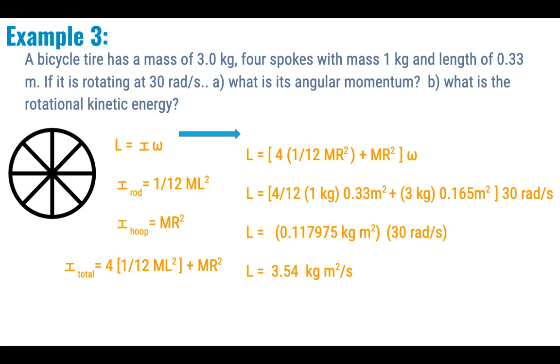So finding I first: if we have a system with multiple parts, we must find total I before we can find the momentum. Now that we've found the angular momentum, we need to find the rotational kinetic energy. We know that rotational kinetic energy is 1/2 omega squared times I. So we're going to plug in for I total and omega, which was given to us in the problem.